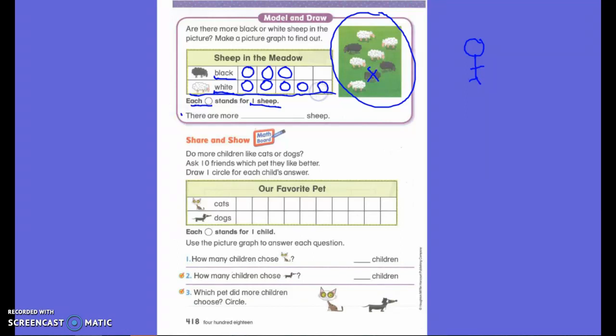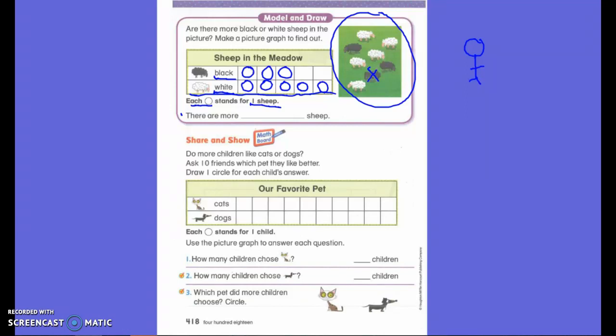Here's my question. There are more blank sheep. Which color has more? White. Should you spell white correctly? Yes, you should. Okay. So this is exactly like yesterday. We are going to answer the questions on the graph. Except a lot of us missed a lot of questions on our graphs yesterday because we did not read carefully.